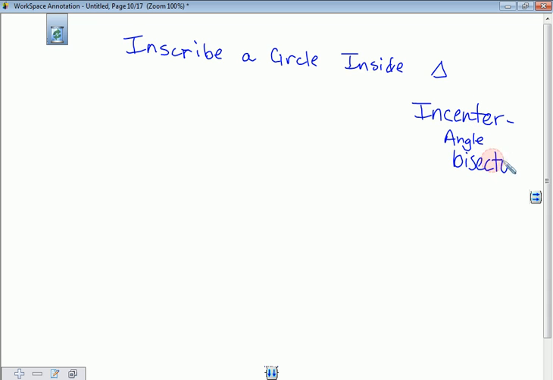Okay, so we're going to draw that triangle again. And once again, it doesn't matter. And then we're going to have to do the angle bisectors.